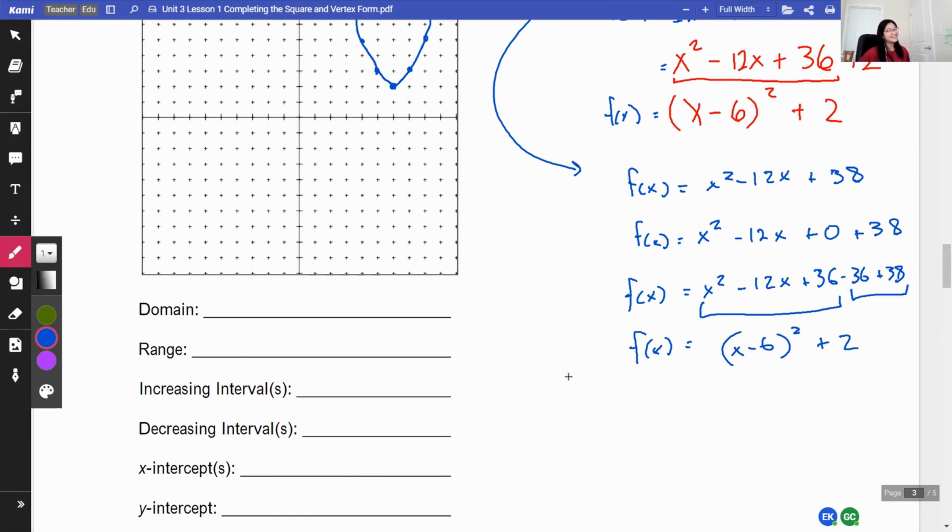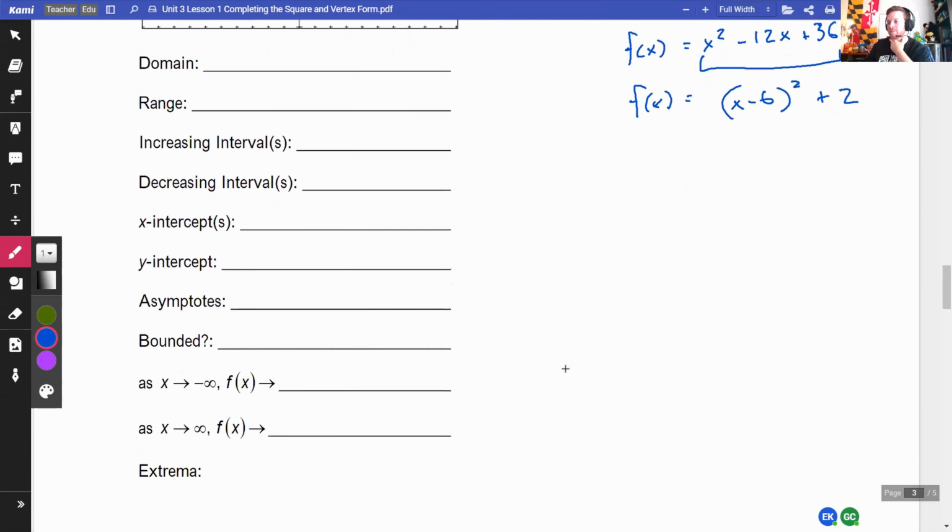All right, domain, let's just knock this out. But maybe we can do it without even looking at the graph. It's a parabola. Domain, all real numbers. Range. It's going from the vertex up, so to the infinity. Increasing from where our vertex is to infinity. So 6 to infinity. Decreasing from negative infinity to our vertex, which is 6.